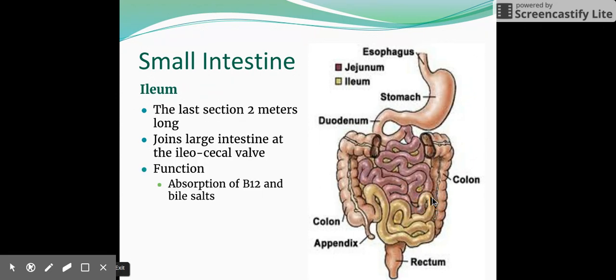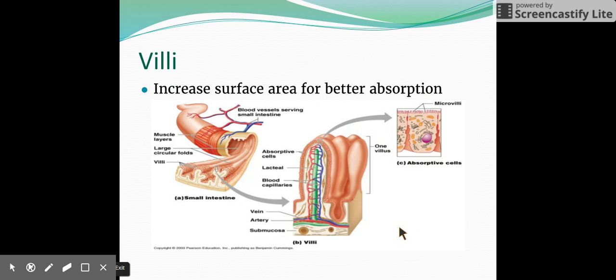Then we have the ileum, which is the last section of the small intestine, and it ends at the ileocecal valve, which then goes into the large intestine. It's responsible for absorbing B12 and bile salts. And you may be wondering what bile salts are. Well, I'm going to talk about those when we talk about the liver.